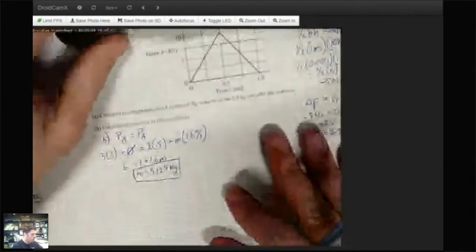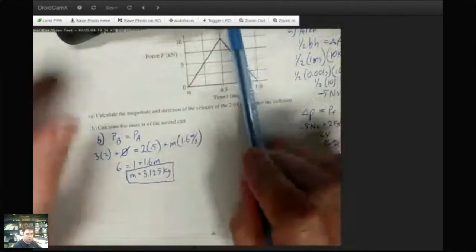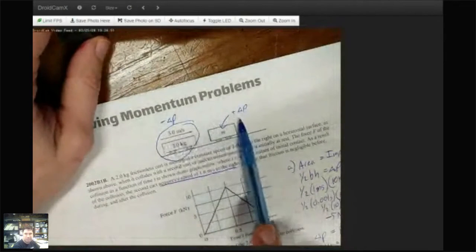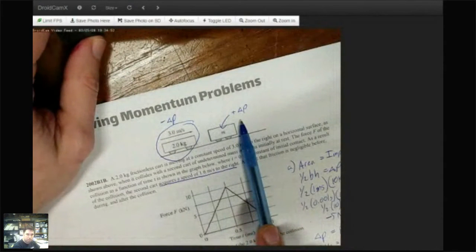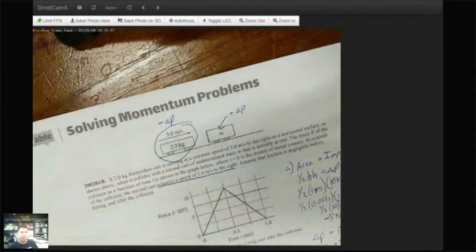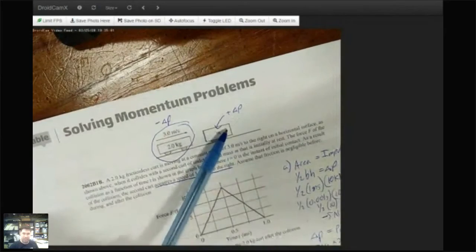The other way to do this question is to say that, well, the other cart, the moving cart, must have the same equal and opposite change in momentum. Because if P before equals P after, this is a collision where we're not going to lose any momentum. Whatever this one goes down by, the other cart must go up by that same amount.